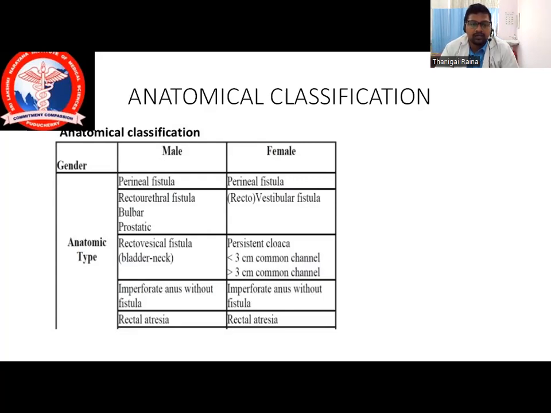So in boys, that is male, it is imperforate anus without fistula. In females, imperforate anus without fistula. Both of these are then rectal atresia. So these are the three classifications you need to know: Wingspread classification, Krickenberg classification, and anatomical classification. Most accepted is the Wingspread. That is male, female, anorectal, high, intermediate, and low. High is very poor prognosis. Low is very good prognosis. So this is the crux of this classification.